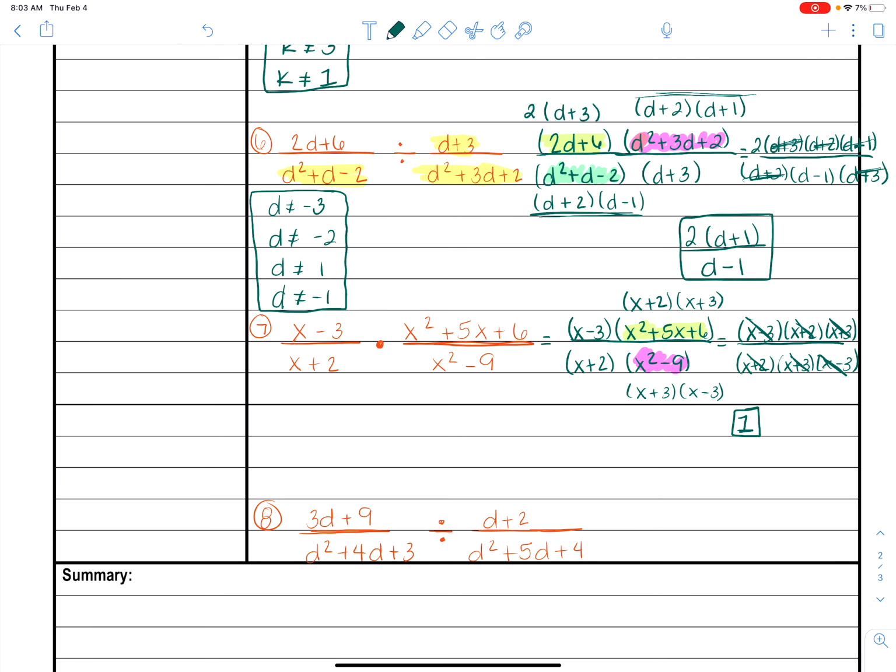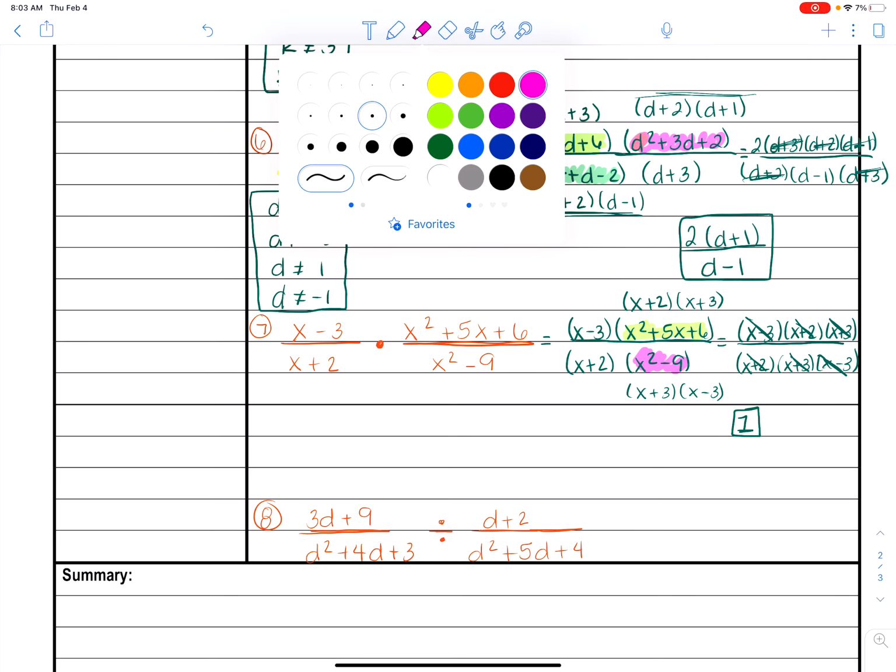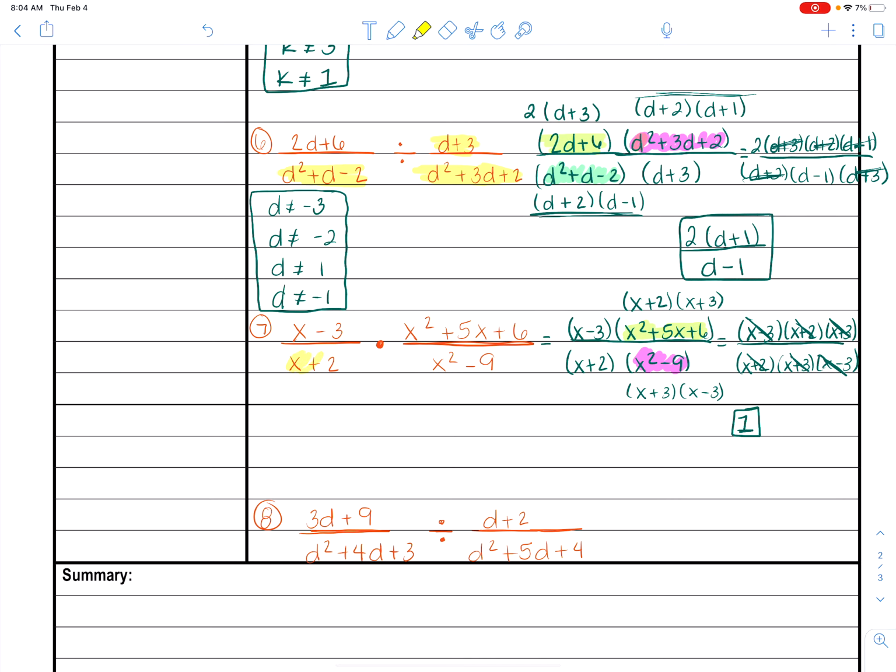All right. Now let's talk about what x cannot equal. So that all works as long as my domain restricts certain x values. So from x plus 2, I know that x cannot equal negative 2. From x squared minus 9, I know that x cannot equal negative 3, and x cannot equal positive 3. From x squared plus 5x plus 6, I know that x cannot equal negative 2, but that's already there, and x cannot equal negative 3, but that's already there. So we have covered all of our bases.